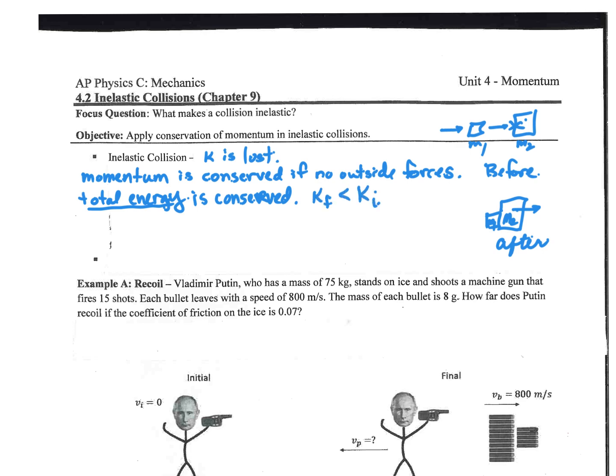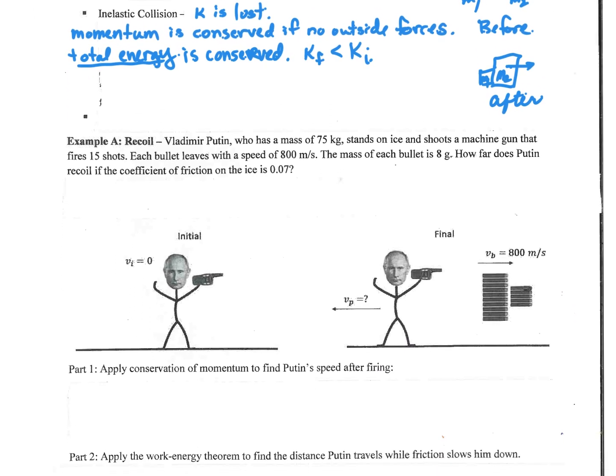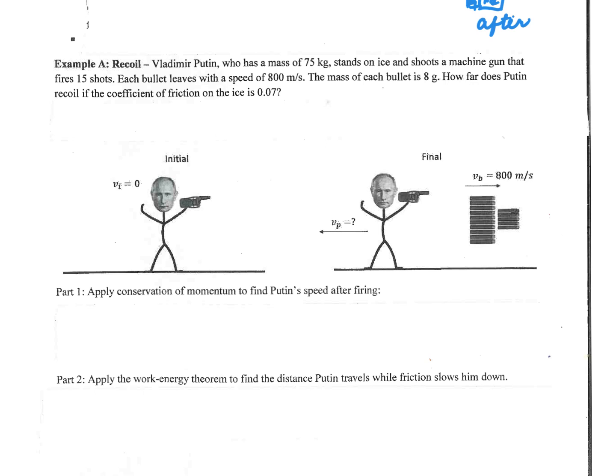All right. So now, let's look at an example. We've got Vladimir Putin, who has a mass of 75 kilograms, standing on ice, and he shoots a machine gun that fires 15 shots. Each bullet leaves with a speed of 800 meters per second. The mass of each bullet is 8 grams. How far does Putin recoil if the coefficient of friction on ice is 0.07?